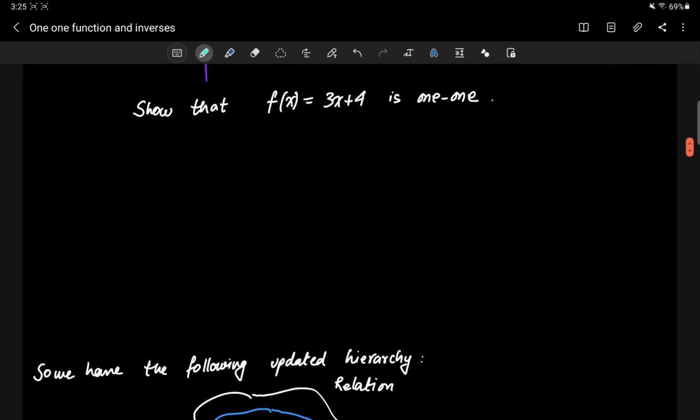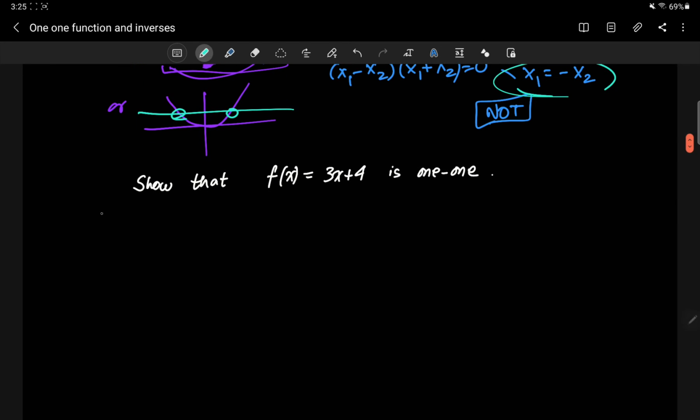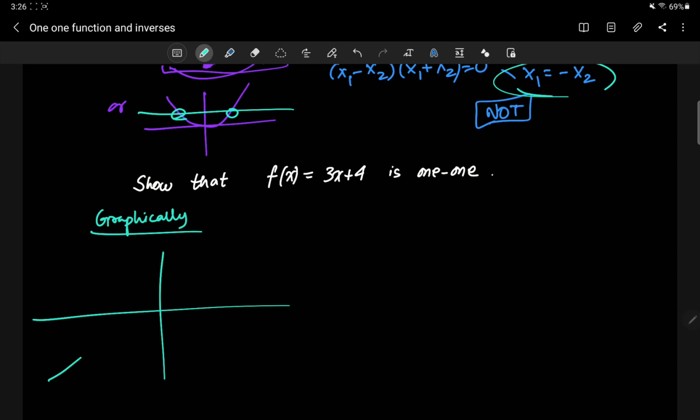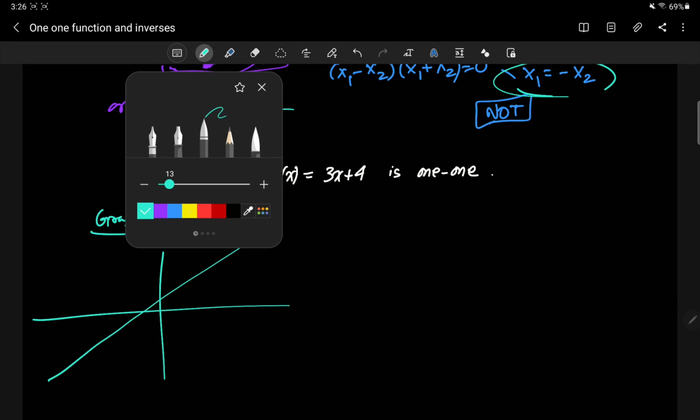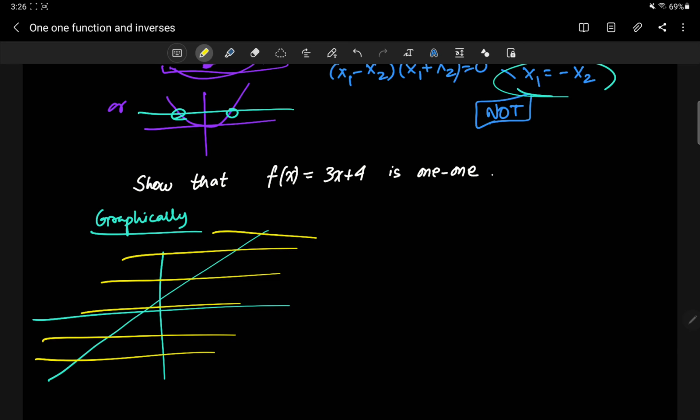Show that this is 1, 1. So let's do it a couple of ways. Graphically is easy because what is that? That is just a straight line. And if you think about it, for any straight line, if you make horizontal lines, they're going to meet at exactly one point. But you can also do it rigorously by definition.